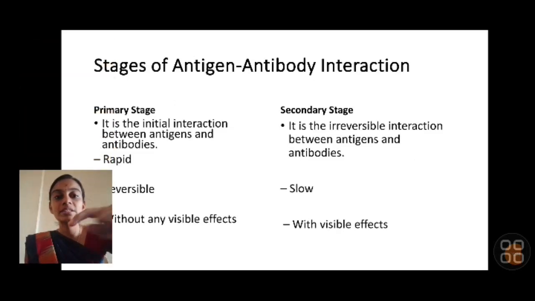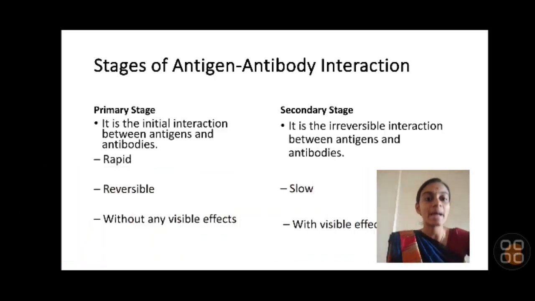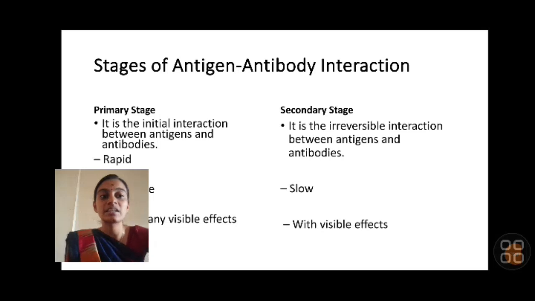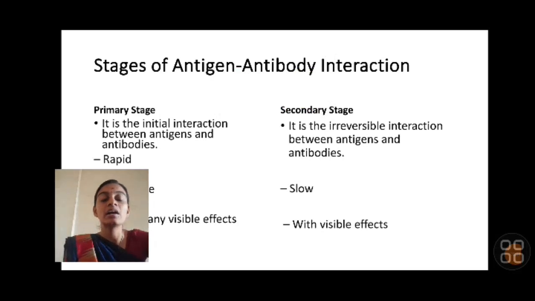So for this antibody-antigen interaction, there occur two stages. First one is the primary stage and second one is the secondary stage. In the primary stage, it is the initial interaction between the antibodies and antigens, and this is reversible, rapid and without any visible effects. Whereas the secondary stage is the irreversible reaction between the antigen and antibodies, and thus it will be slow and visible, with visible effects.